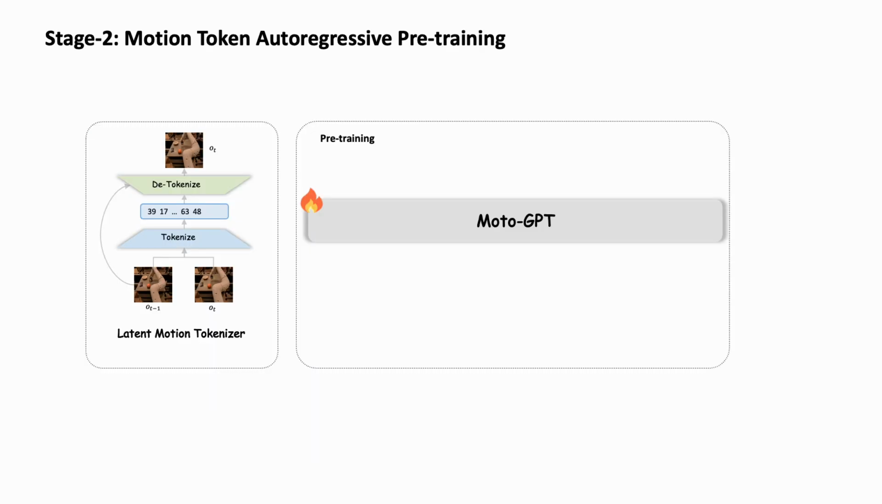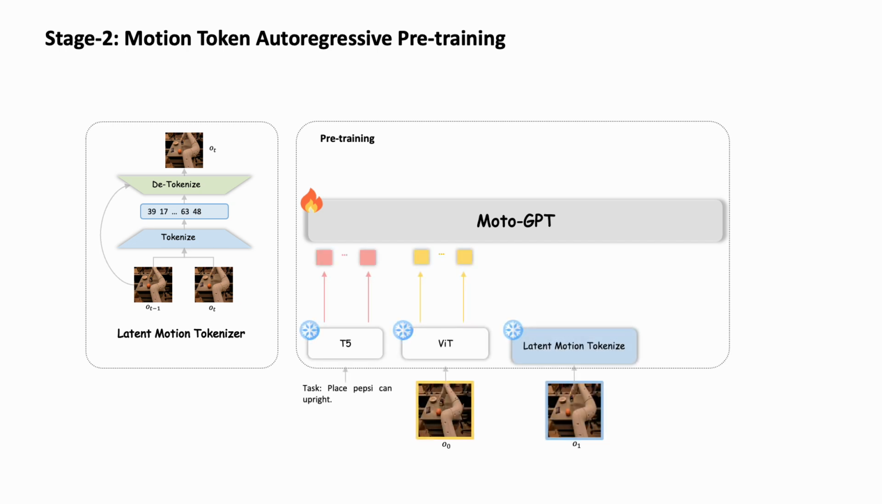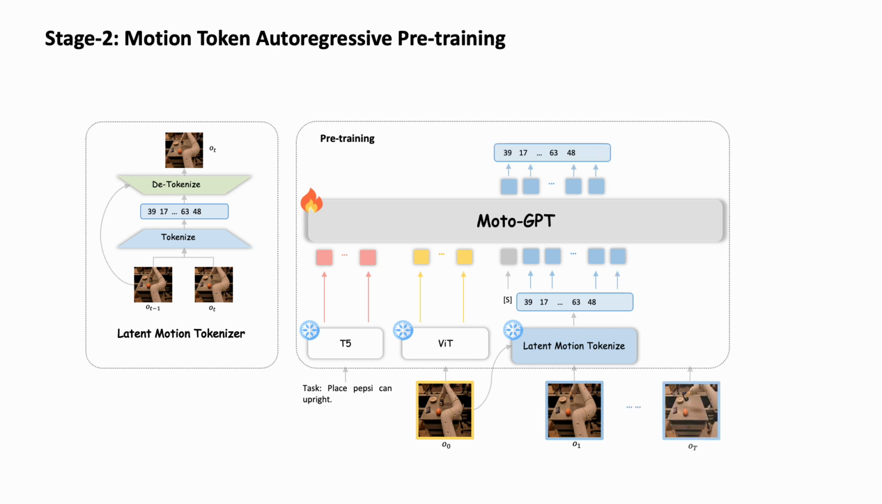In the second stage, we perform autoregressive pre-training. We train a generative model called Moto-GPT. It predicts a sequence of latent motion tokens based on the language instruction and the initial video frame. This stage helps the model to internalize motion priors from video data without action labels.